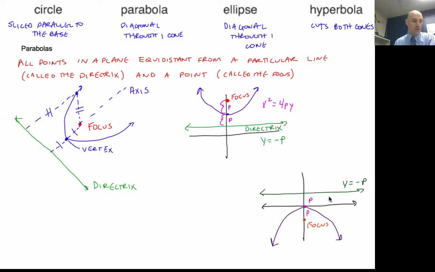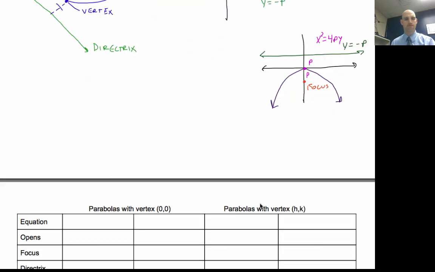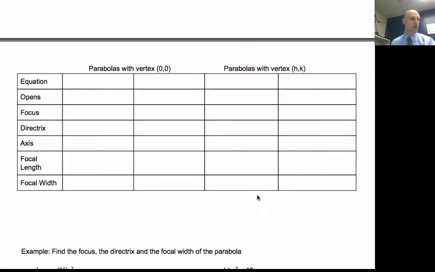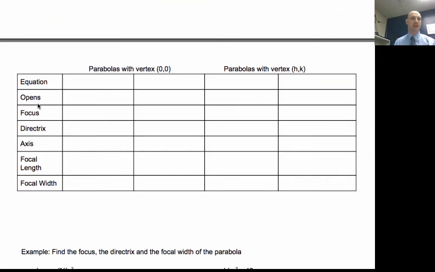And so the same thing exists whether it opens up or down. So this is still x squared equals 4py. Well, how could this possibly be? Well, in this case, my p is going to be down, so my p is going to be negative. So opposite of p would be positive, so my directrix would be up. Okay? And so there's some relationships that exist here.